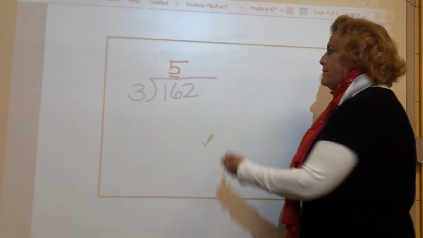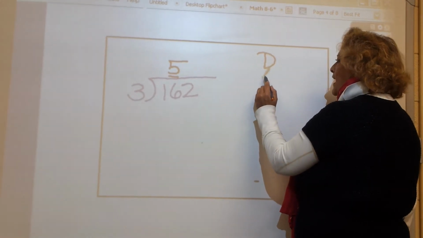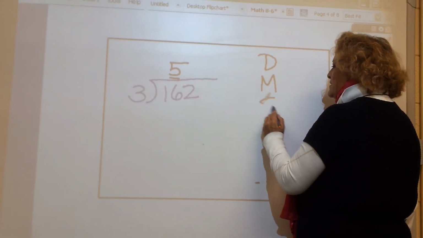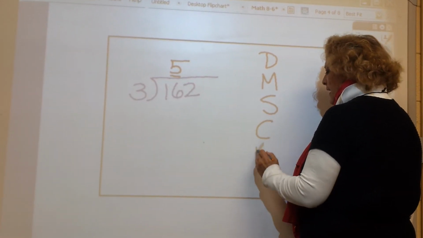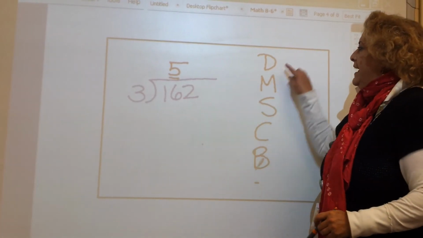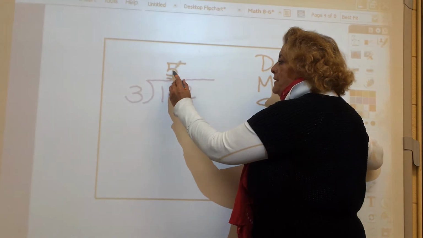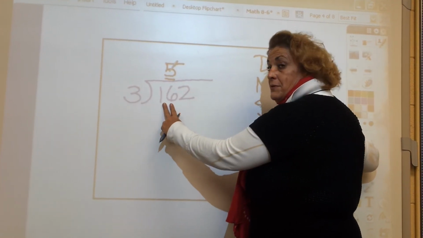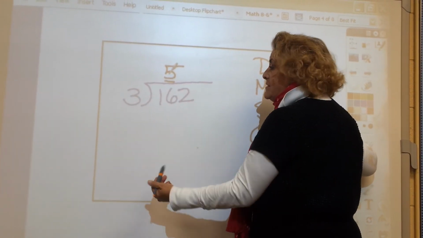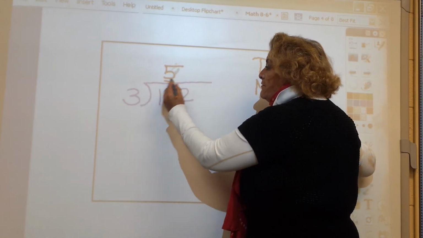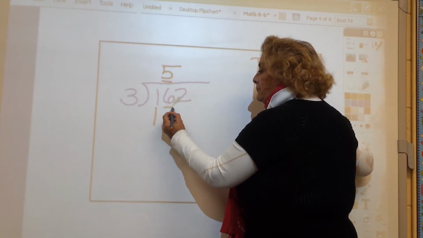got to put my steps up there again. Let's do that. Divide, multiply, subtract, compare, and bring down. Okay, I've done my dividing. Now I need to multiply. I'm going to multiply the 5 times the 3, and I'm going to put my answer under the first 2 digits in the dividend. 5 times 3 is 15.